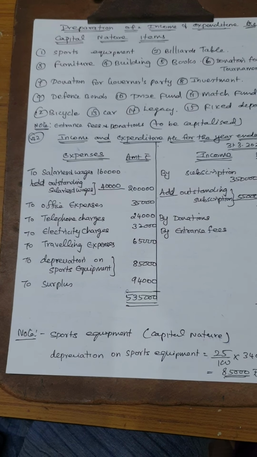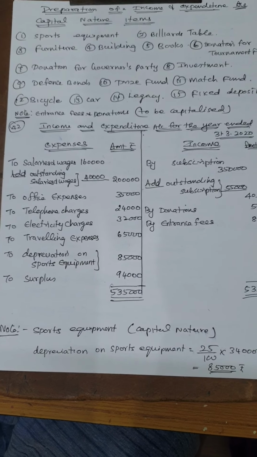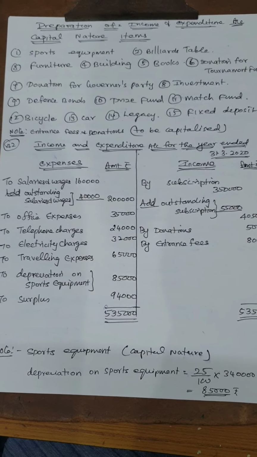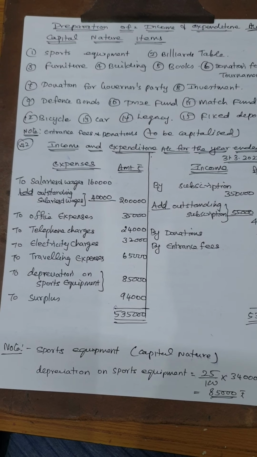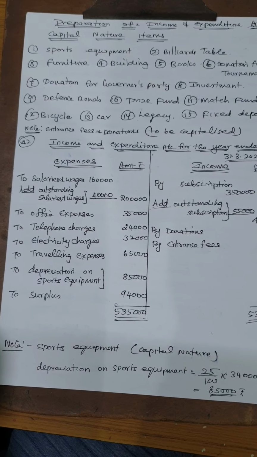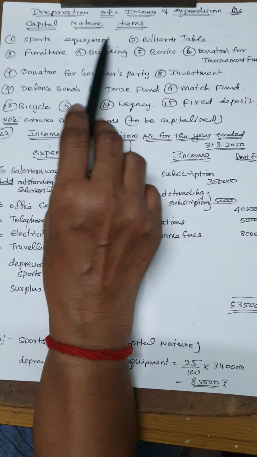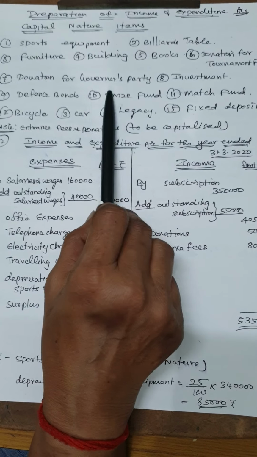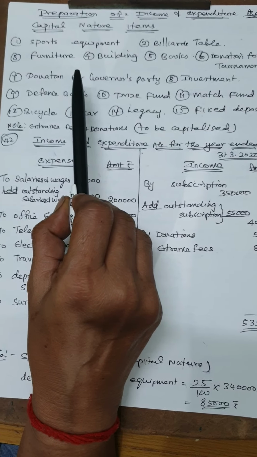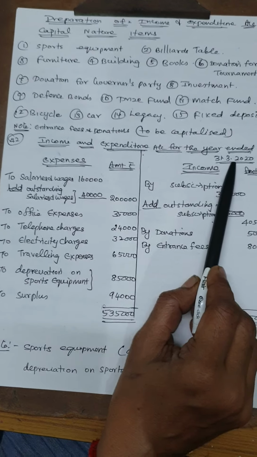So you have to select only the revenue items from the receipts and payments account for preparing the income and expenditure account. In that, capital nature items will also be there. So you have to be very careful in selecting the items. Now I have given some items of capital nature. You will come across this type of capital nature items in the receipts and payments account. So you have to ignore all these items for preparing income and expenditure account.